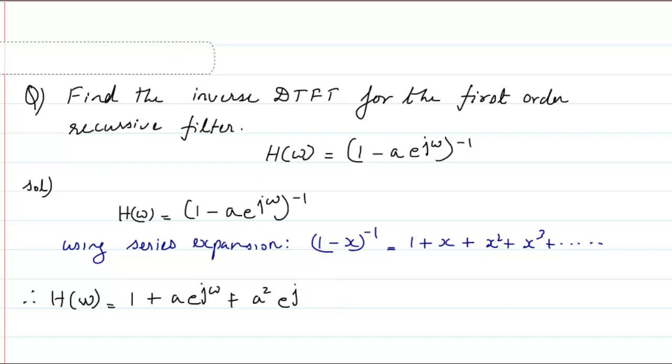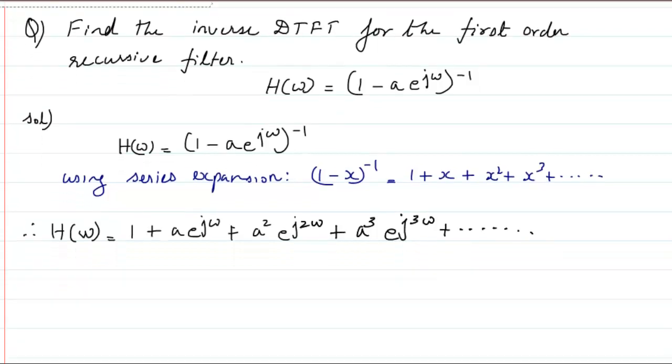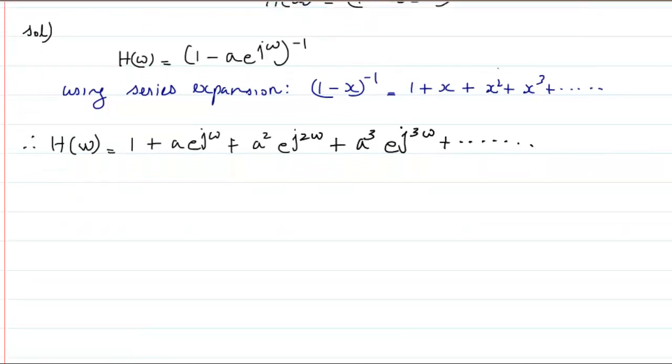So I will write omega 2 instead of omega 2, I will write j twice of omega plus a cube e raised to power j thrice of omega. Like that, using the series expansion, I have written it like this. Next, I will write the equation of discrete time Fourier transform.